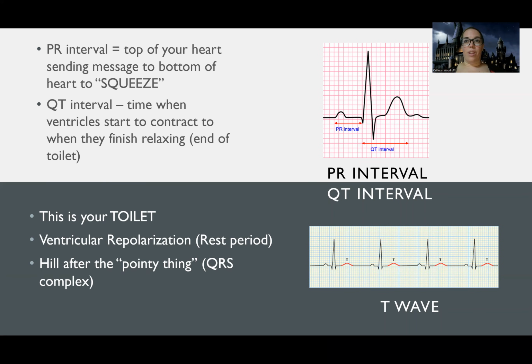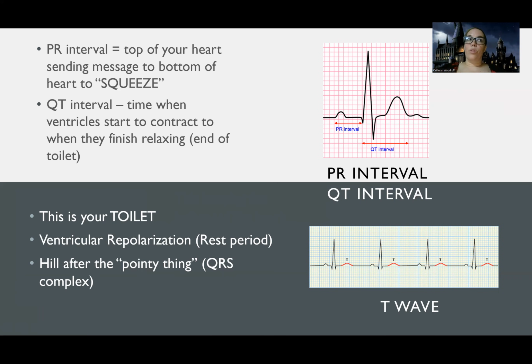So just like with a regular toilet, we don't want to flush too early. We want to wait till it finishes refilling. And it's the same with the heart: during that T wave time, we do not want to have any heartbeats happening. We want everything to be resting. We don't want that time to be too prolonged, because then my heart can get impatient and be ready to beat, AKA flush again, and we can end up having abnormal beats.